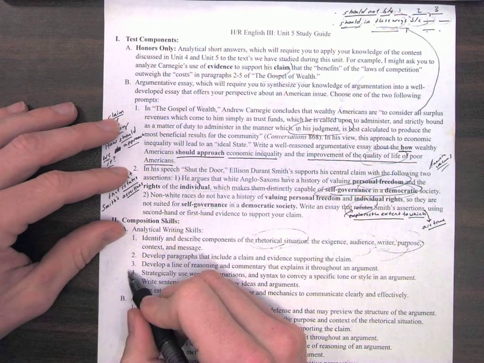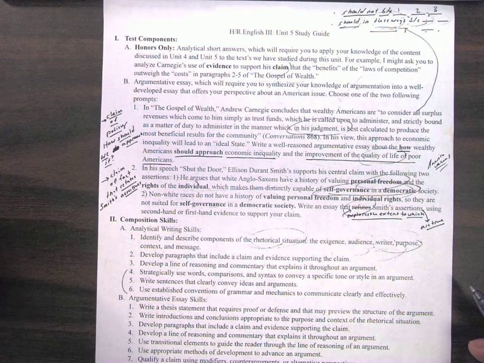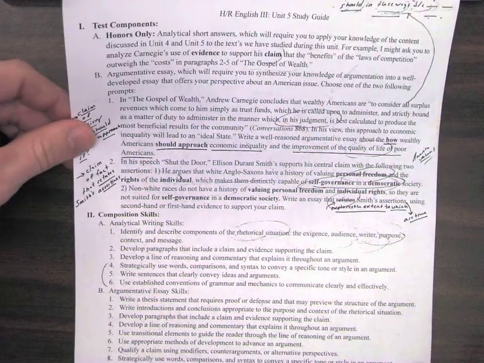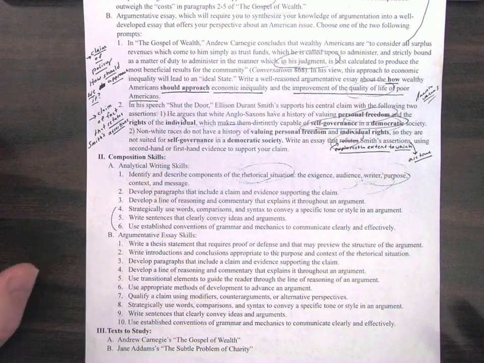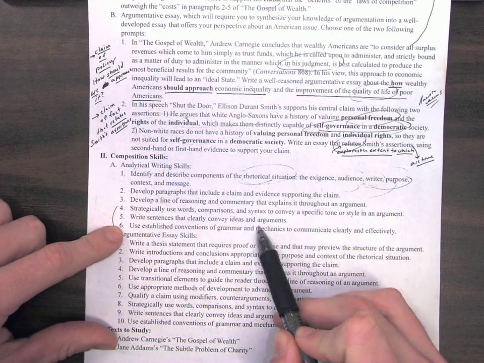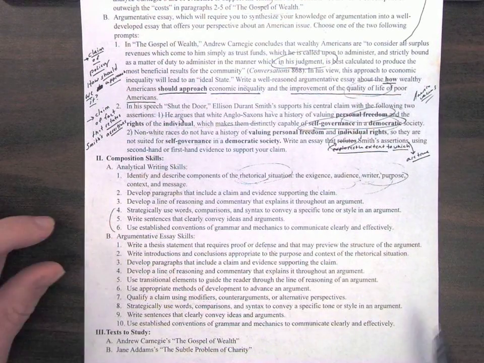So the rest of these are just about writing clearly, okay? You want to make sure that you're strategically using words, comparisons, and syntax to convey a specific tone or style in the argument. What tone or style are you going for on your test? Informative, analytical, academic. All right, write sentences that convey clear ideas and arguments, and use the conventions of grammar and mechanics to communicate clearly and effectively.